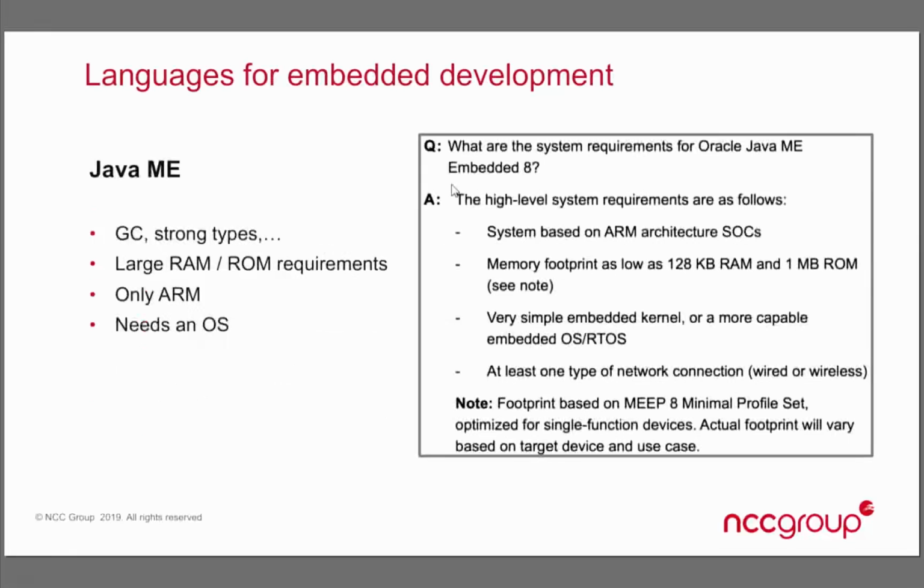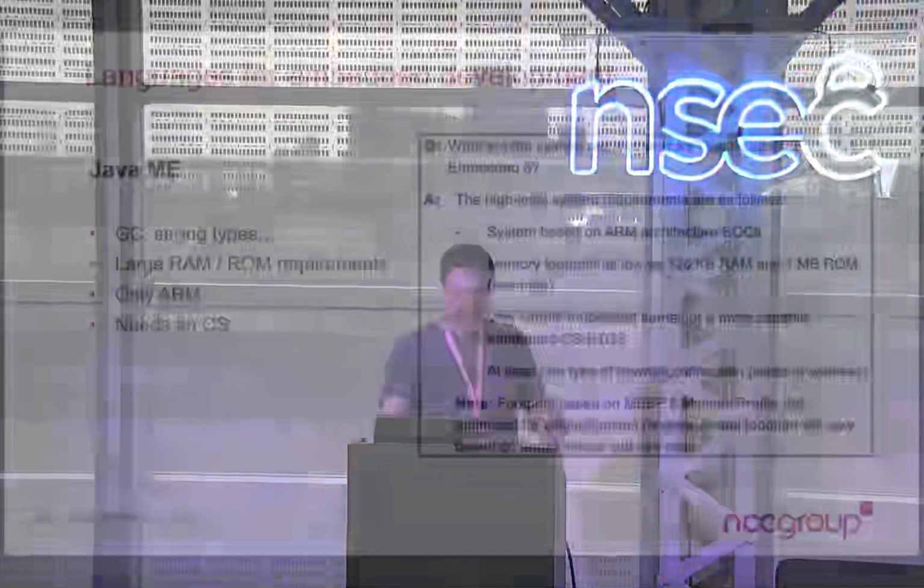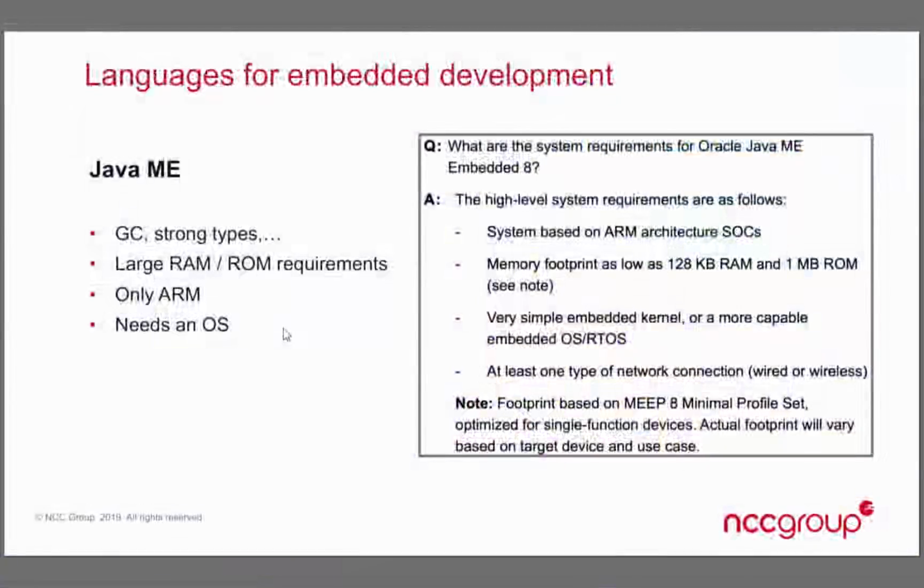Now another candidate is Java Micro Edition. It's an old thing which was working on phones when phones were not smart. I mean, that's like 20 years ago. And it has a garbage collector, it has strong types, it is known to be memory safe.